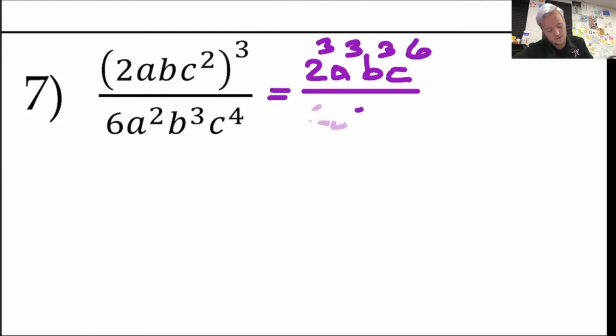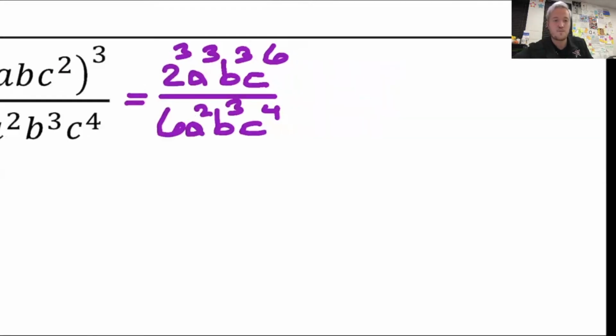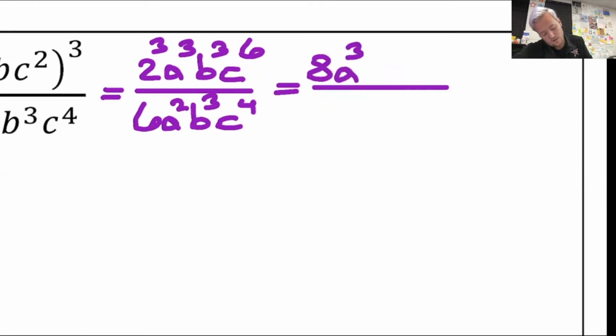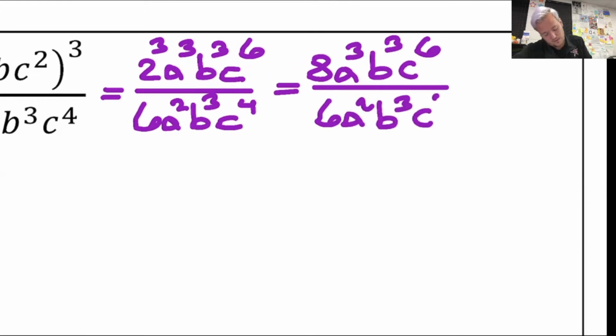Oh my gosh, what's happening? 6A squared, B cubed. Oh my gosh. Cubed, C to the 4th. All right, so 2 to the 3rd power is going to give me 8. A cubed, B cubed, C to the 6th, over 6, A squared, B cubed, C to the 4th.